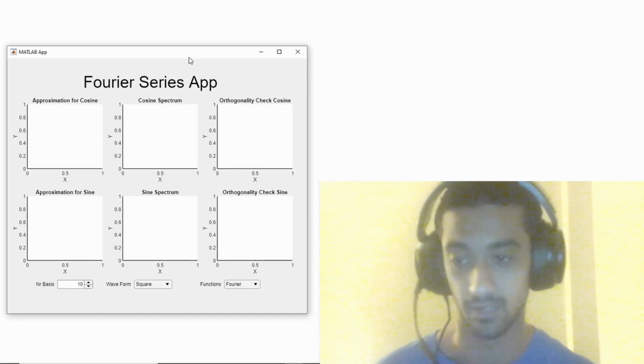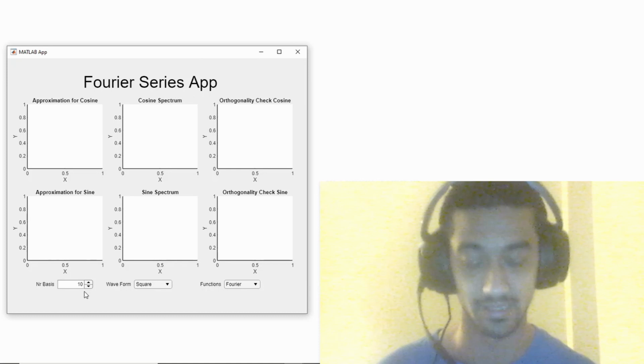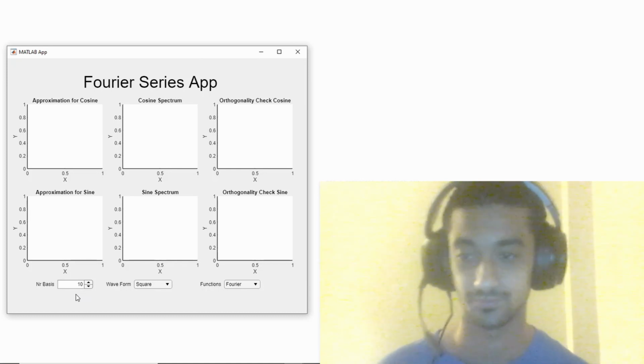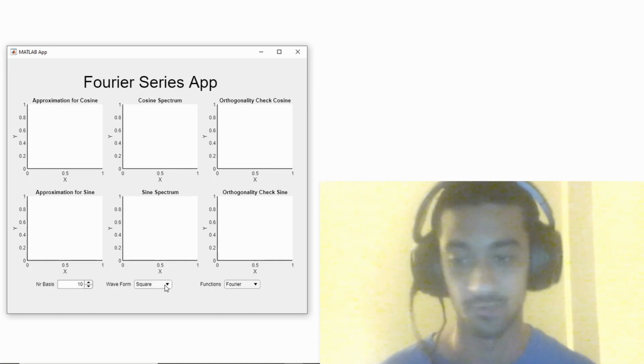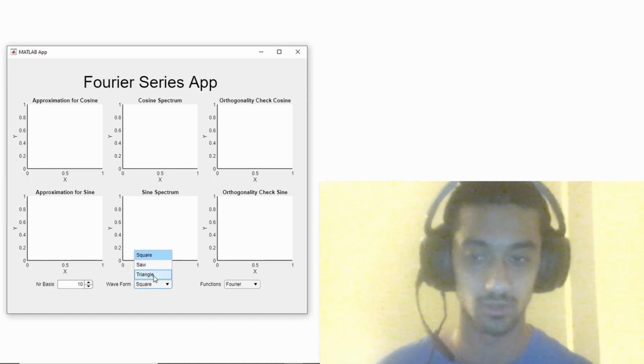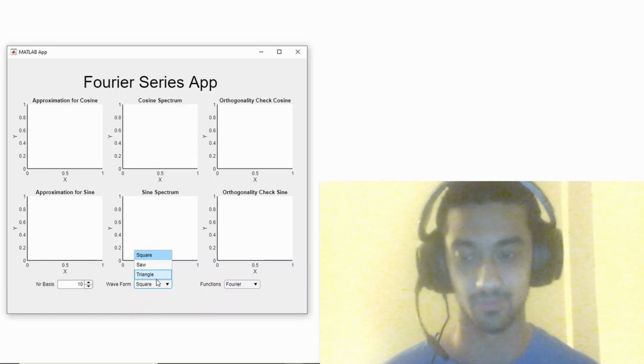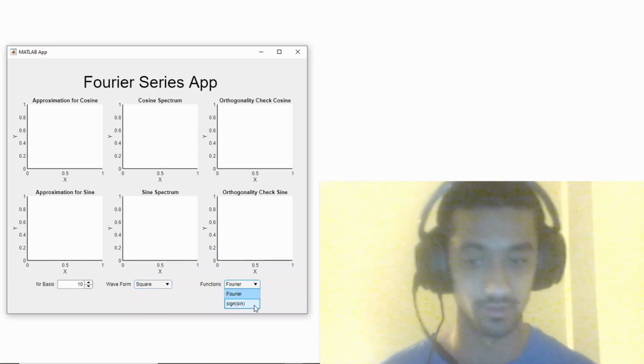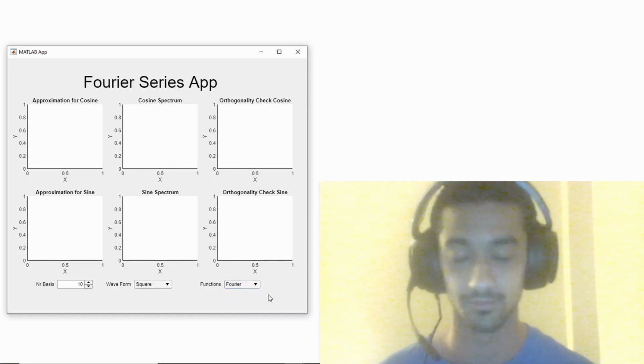And there's three parameters we're using today. The NR basis, that tells us how many forms or how many bases we're going to use. The waveform, which can be square or saw or triangle. These are the ones I've programmed for the use today. And the functions can be Fourier or sine. I'll get to that when we get there.